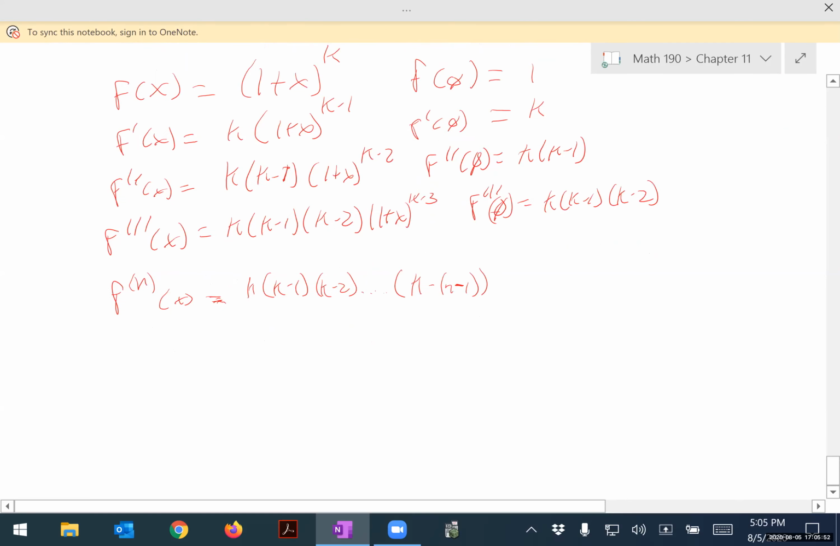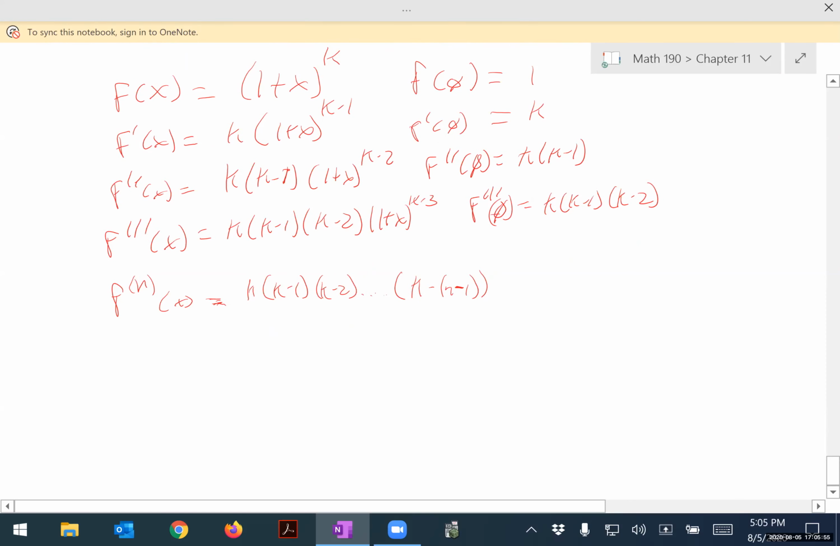So let's put all the pieces together here. This would be 1 plus x to the k minus n degree. If we plugged in 0 here, this thing would go to 1, so I'd just be left with this. Hopefully that makes sense.